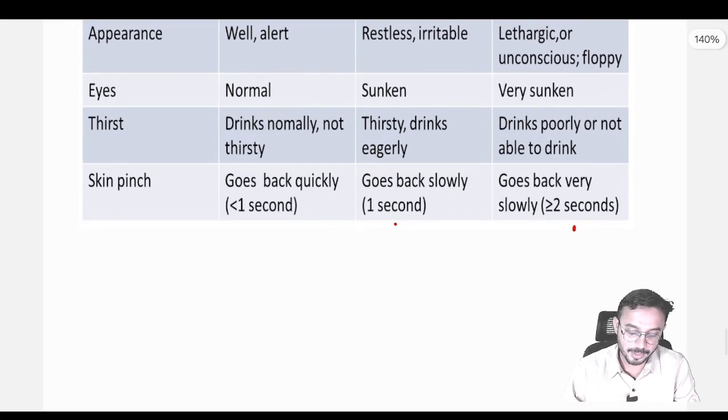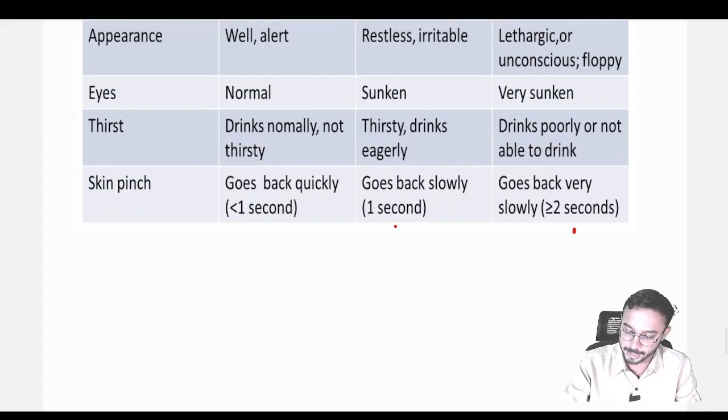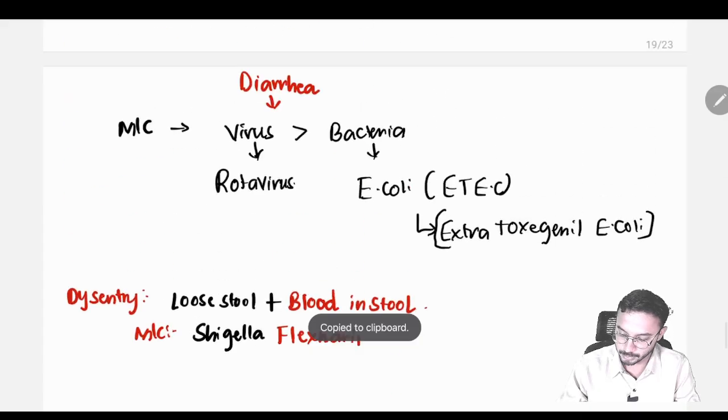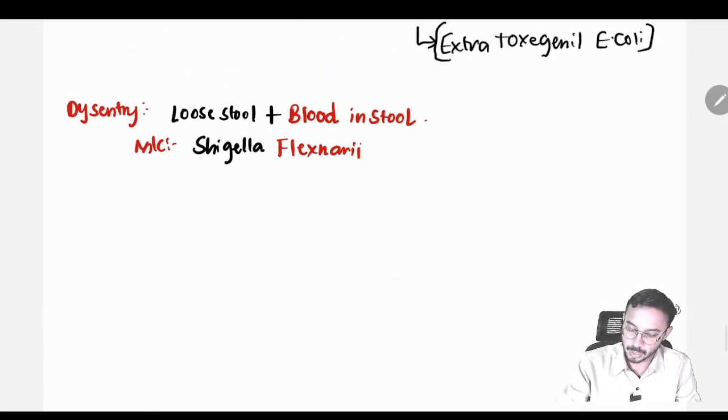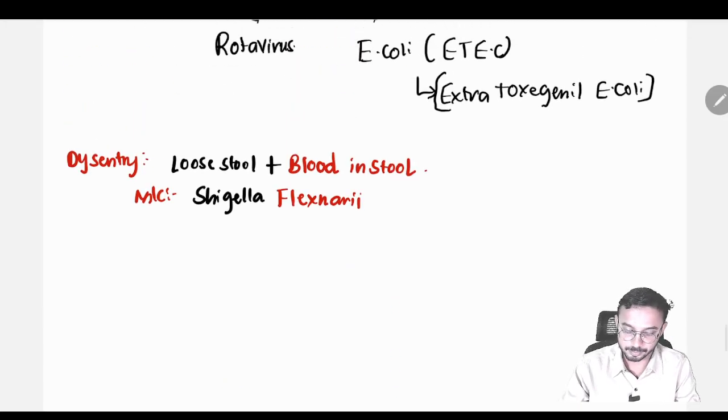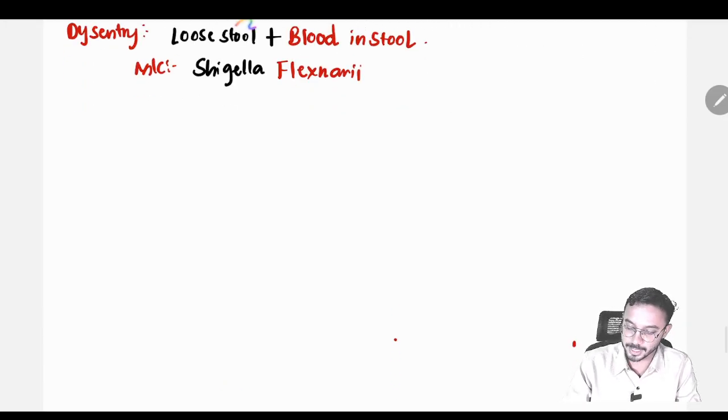Now let me teach the treatment. In some dehydration, let me write the treatment aspects. The table I will insert later.